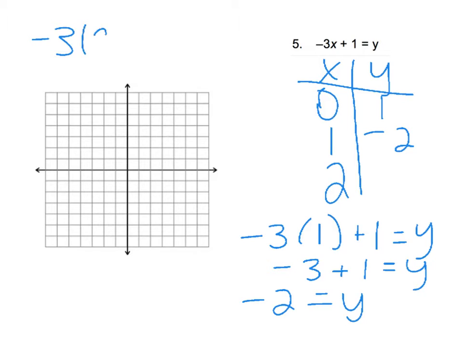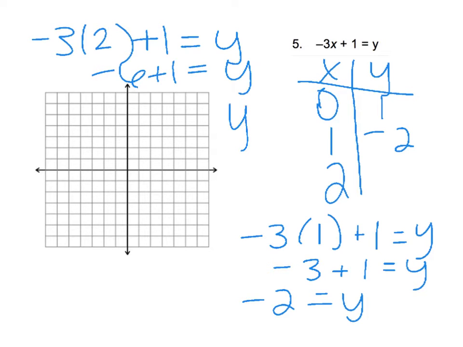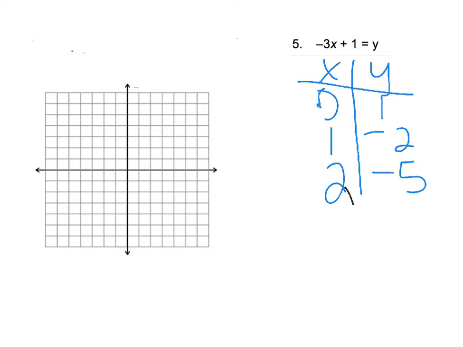And then I can do the same thing with 2. -3 times 2. Anytime I see an x in that equation, I'm replacing it with what I chose over here. -6 plus 1 equals y. Y equals -5. Now I've got these. These are my new ordered pairs I'm going to plot. And I'm going to go over to my graph. I'm going to plot these points.